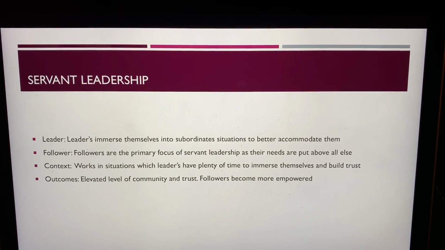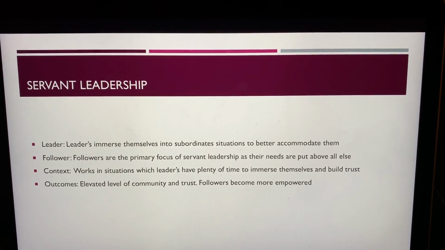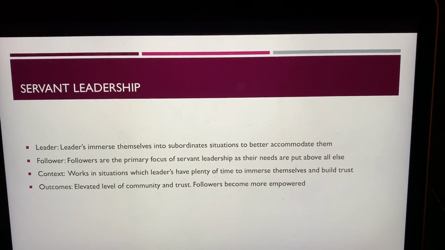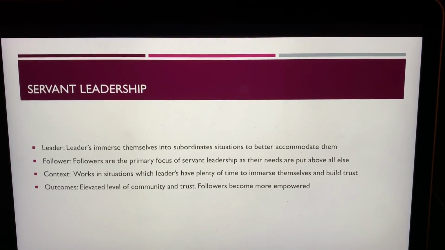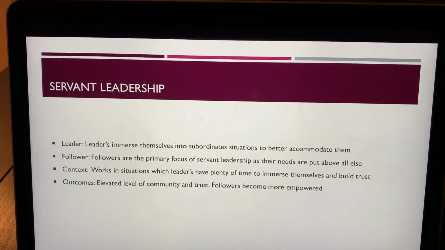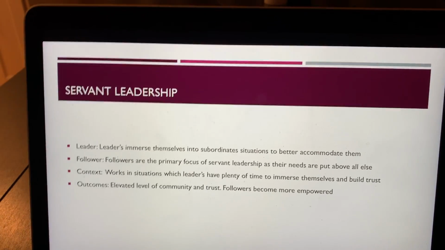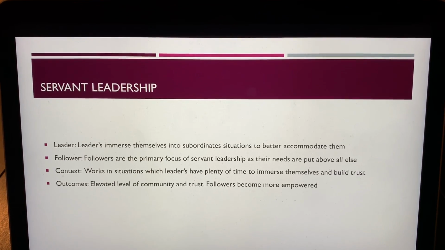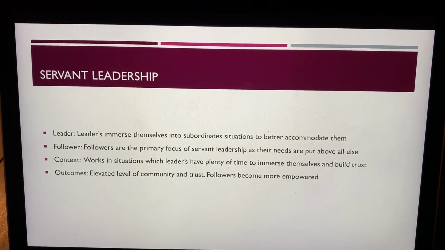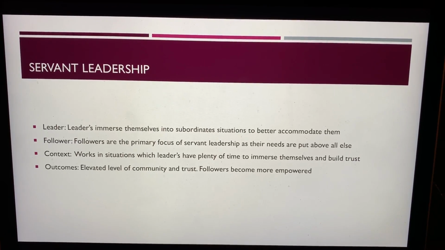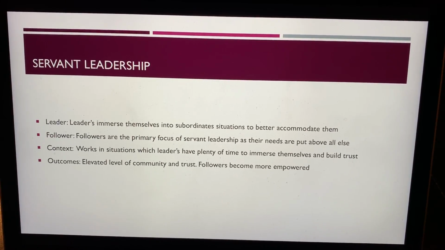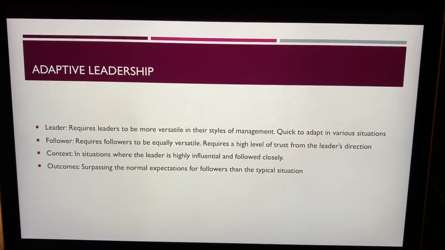Servant leadership is also a time-consuming one, but this one is really follower-oriented. It's where leaders immerse themselves in subordinate situations to best serve their subordinates, to put them in situations where they will feel the most empowered. I work in a restaurant, so servant leadership is something I am accustomed to with my managers on the floor. They're constantly on the front lines helping us succeed in any way that they can, because that helps their ultimate goal of a better restaurant that they're running as well. So it creates an elevated level of community and trust, and followers become more empowered.